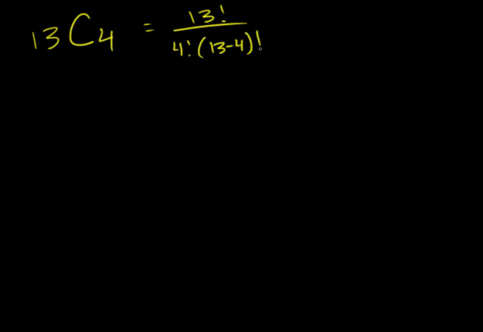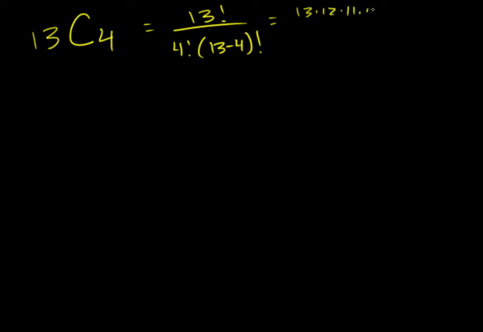Alright, it says an equestrian team of 4 is to be chosen from 7 male and 6 female riders. How many different teams can be chosen if there are no restrictions? Okay, so we have a total of 13, and we're choosing 4. So if we do it that way, we just get 13 factorial over 4 factorial times (13 minus 4) factorial.